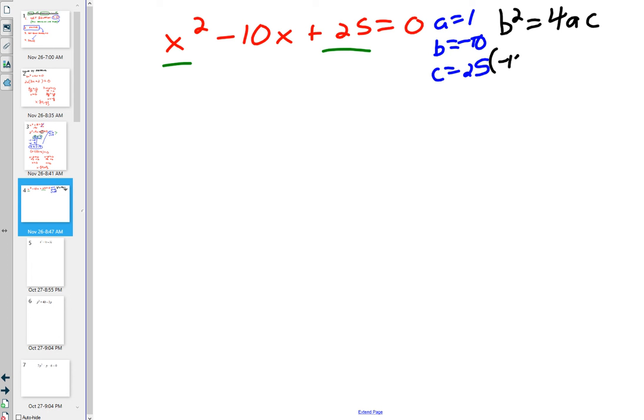So negative 10 squared, because that's b, would have to equal 4 times 1 times 25. What's negative 10 times negative 10? Negative 10 times negative 10 is 100. And then 4 times 1 times 25 is also 100. Yay! I have now verified that I have a perfect square trinomial. So now I can factor by formula.